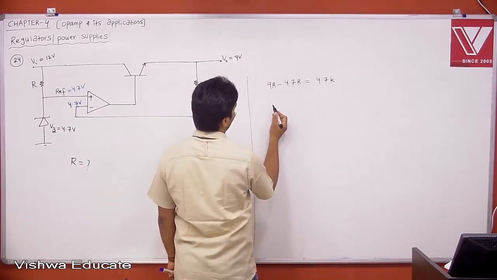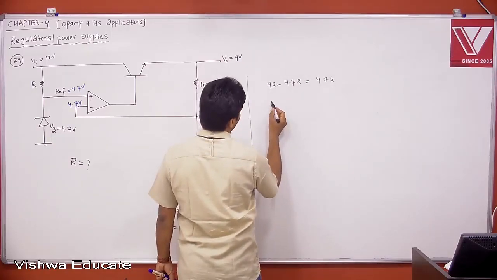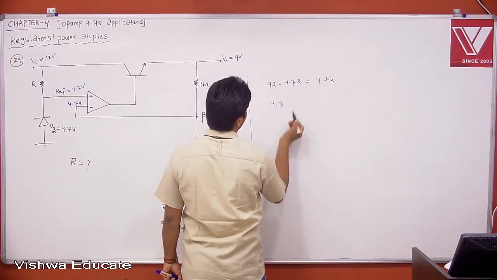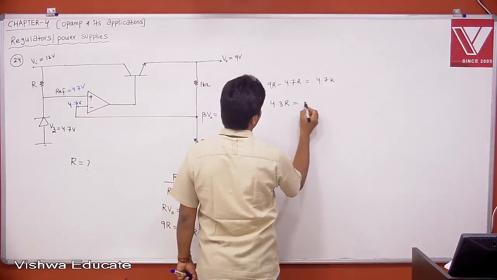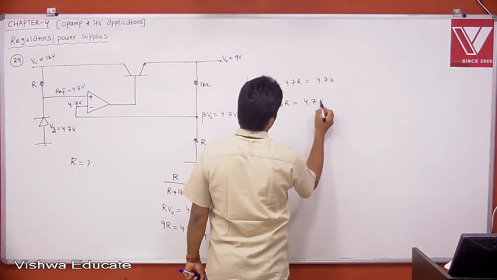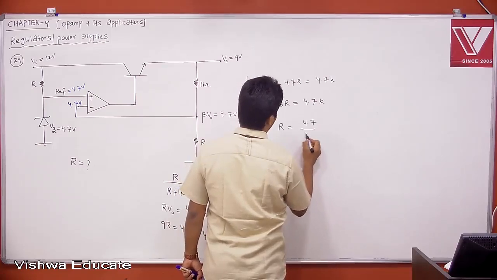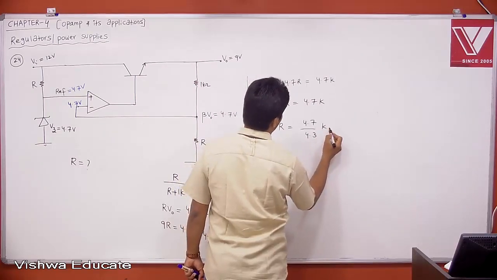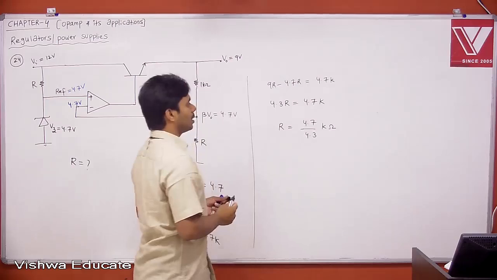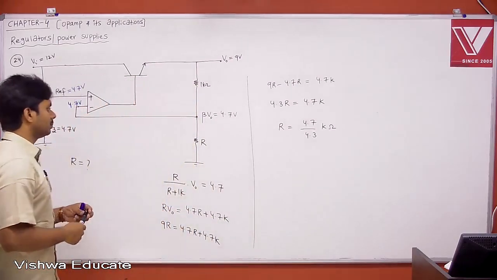Therefore 9R minus 4.7R, can I say 4.3R? Yes. Therefore 4.3R is equal to 4.7K. Then R is equal to 4.7 divided by 4.3 kilo ohm. What is this? What is 4.7 by 4.3?